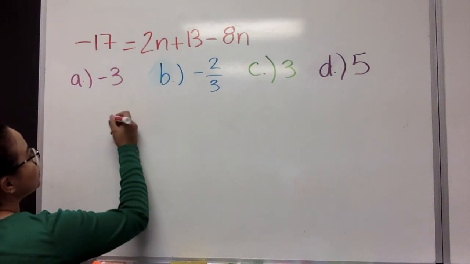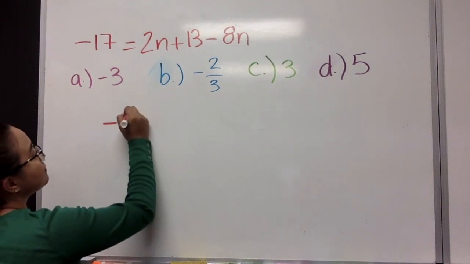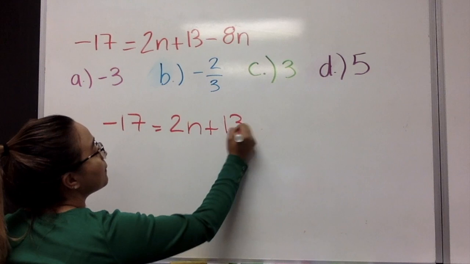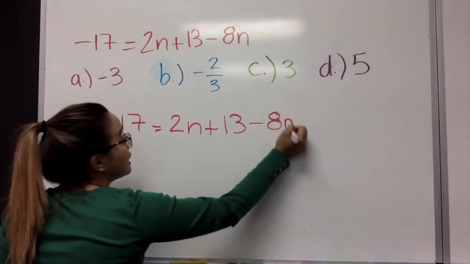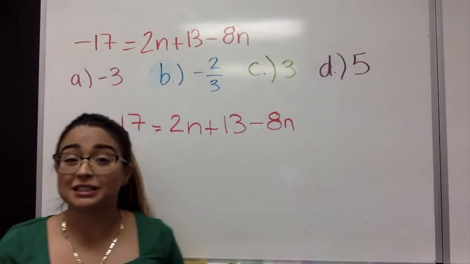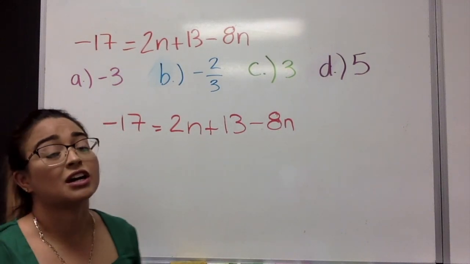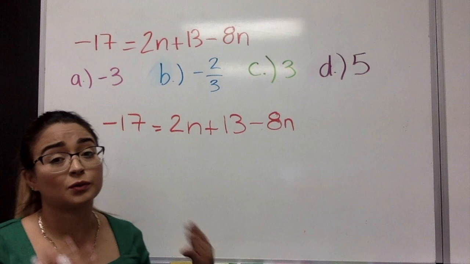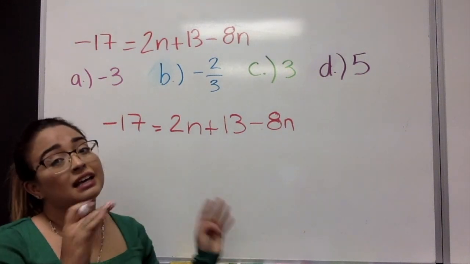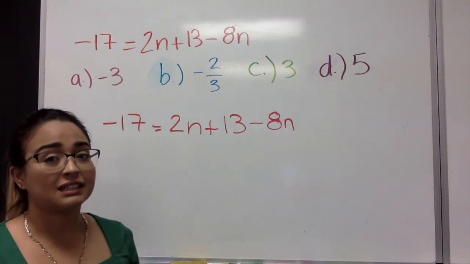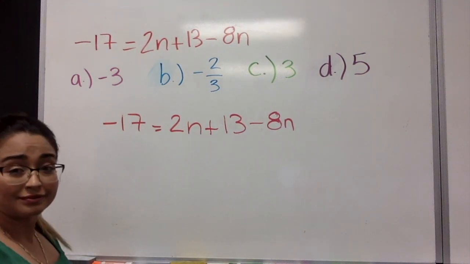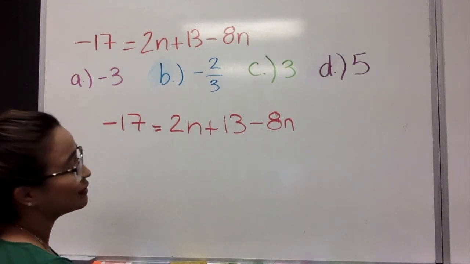So, to solve it, we have negative 17 equals 2n plus 13 minus 8n. Now, this problem should be very familiar to you guys because it is a problem that we touched base on yesterday. It seems like there was a little bit of confusion on it, so that's why I'm going over it again this way, and it can help us out to solve today's assignment.